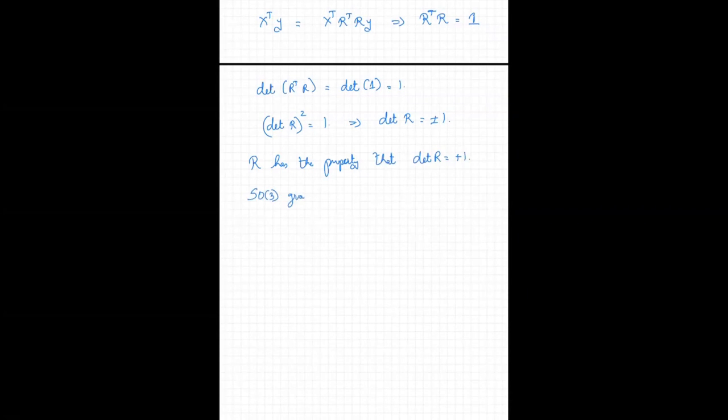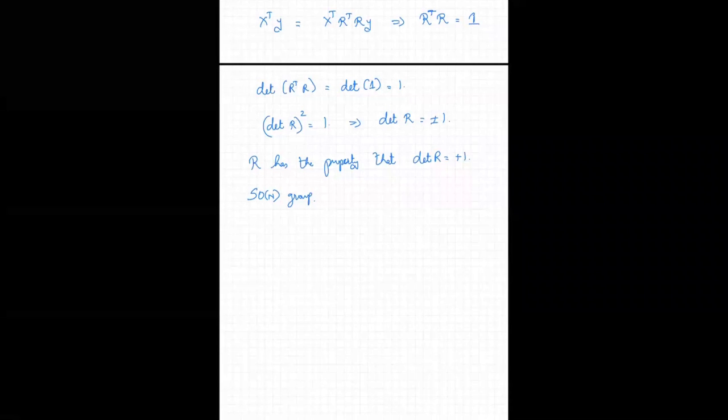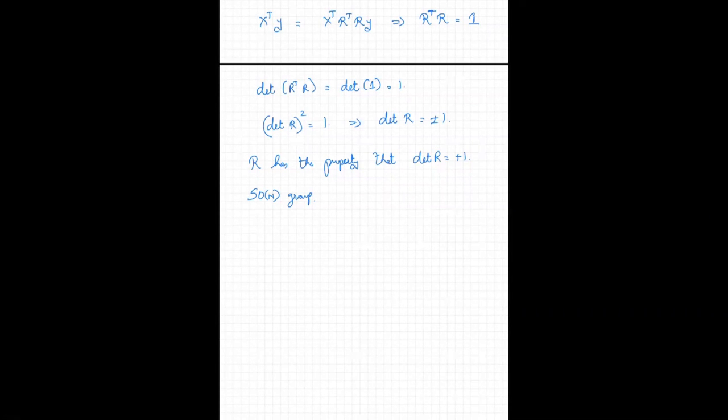SO3. S stands for special, O stands for orthogonal, and actually SON. S stands for special, O stands for orthogonal, N stands for the number of dimensions you are looking at. Special simply means that determinant of these matrices is 1. Orthogonal simply means that R transpose R is 1. And N refers to the number of spatial dimensions that you are talking about. Okay.